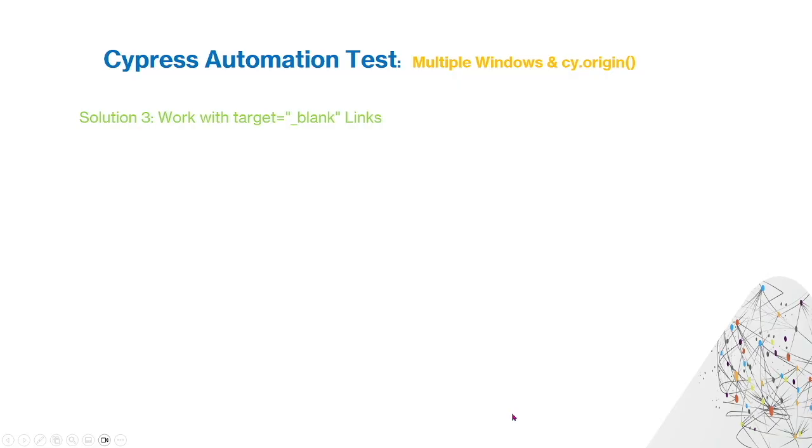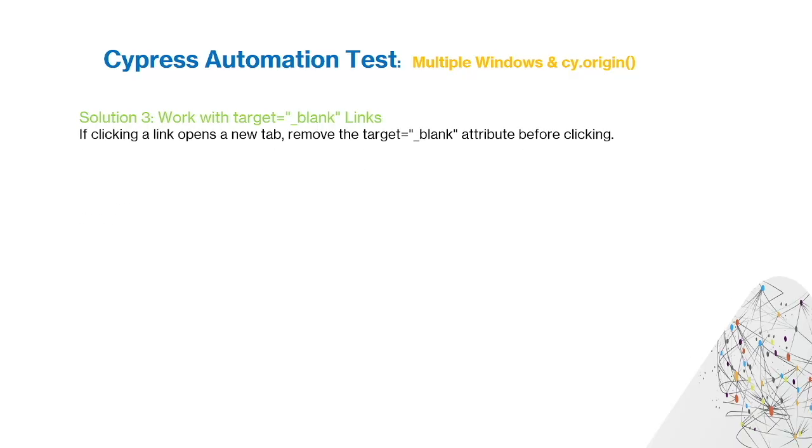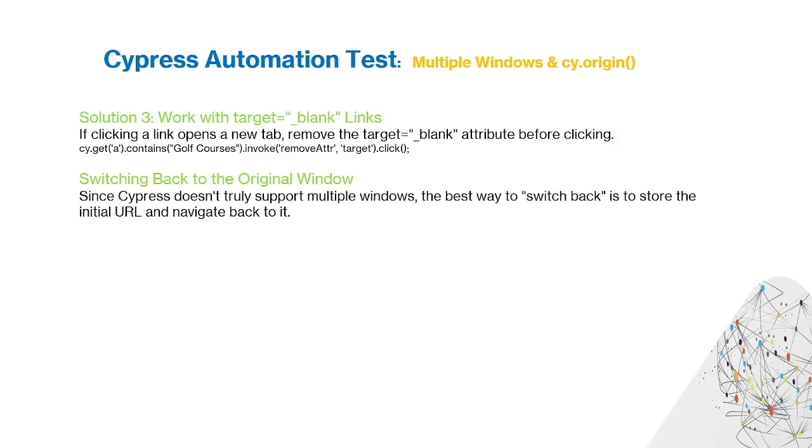Solution 3. Work with target equal underscore blank links. If clicking a link opens a new tab, remove the target equal underscore blank attribute before clicking. This is the code. You get that link before the click and remove the target. Switch back to original window.